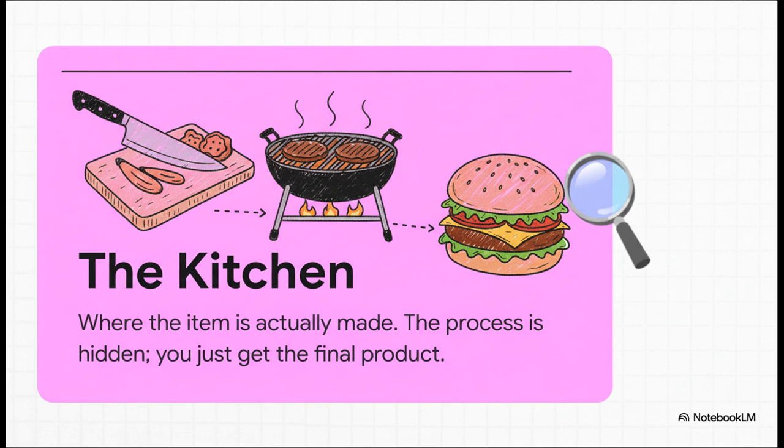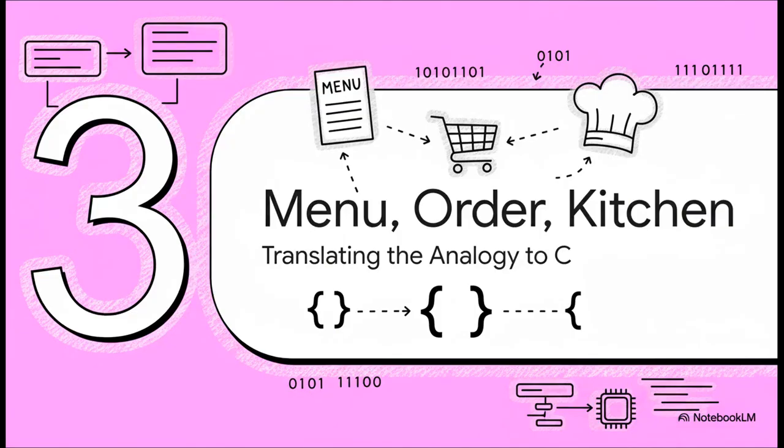And then, of course, there's the kitchen. This is the magic room, right? It's where all the actual work happens, totally behind the scenes. The chef is in there, grilling, chopping, putting it all together. You don't see any of that chaos. You just get the final, perfectly assembled product delivered to you. Okay, menu, order, kitchen. Simple enough.